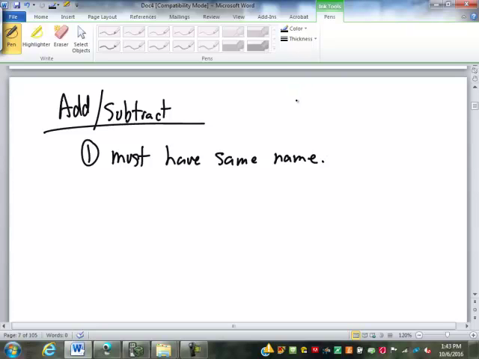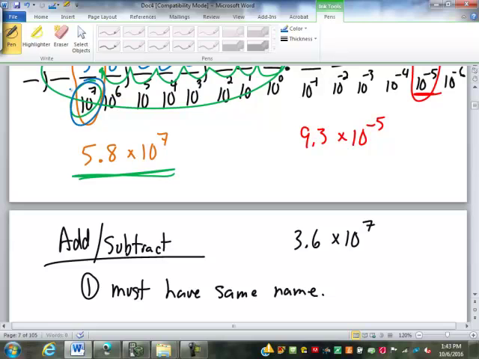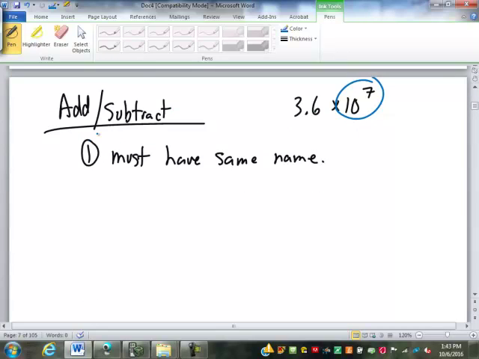For scientific notation, if I have something like 3.6 times 10 to the 7th, what part of that is indicating a place value? The 10 to the 7th is a place value, because those powers of 10 are actually our place values. So to add or subtract two numbers that are in scientific notation, they must have the same power of 10. The second condition, no matter what operation we're doing, we're going to combine the counts. But when we add or subtract, we keep the same name.